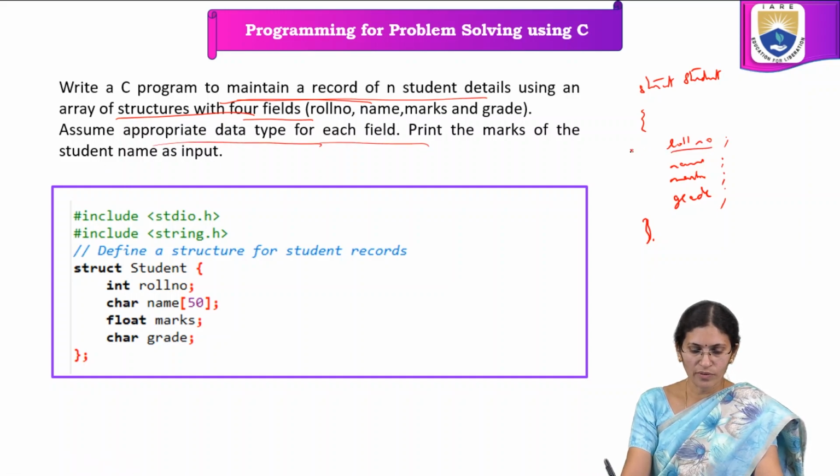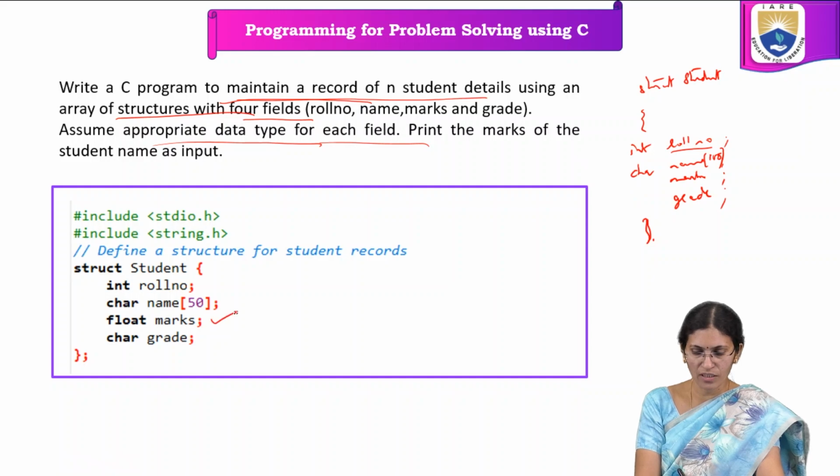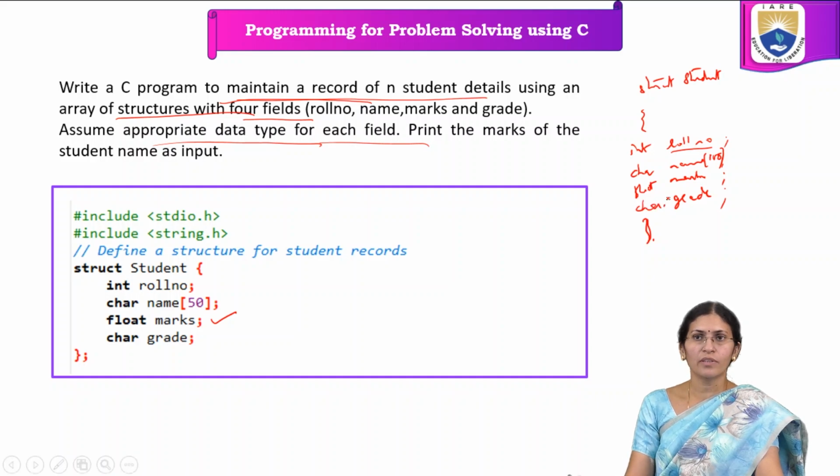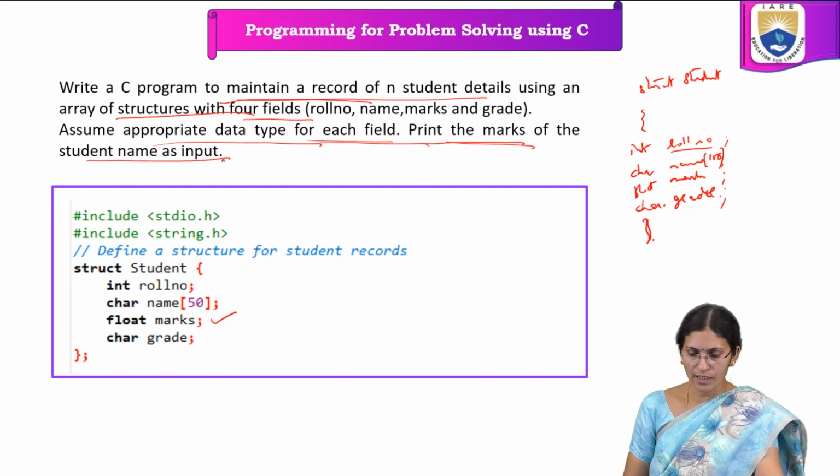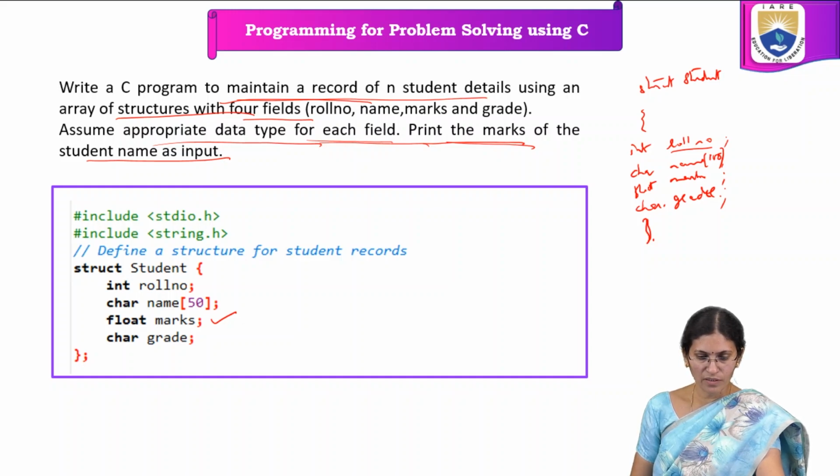Roll number is of type integer, name is a character array. Then marks are of float type, we have declared it as float type, and grade is character type. Grade is nothing but it can vary from A, B, C and so on. Assume appropriate data type for each field, and print the marks of the student name given as input. So we have to print the marks of the student name as input.